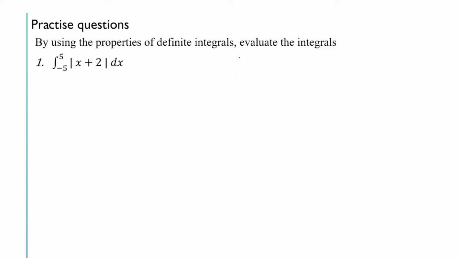Now this modulus function, we know that when we have mod x plus 2, it means x plus 2 is less than or equal to 0 on the interval minus 5 comma minus 2, and it is greater than or equal to 0 on minus 2 comma 5.